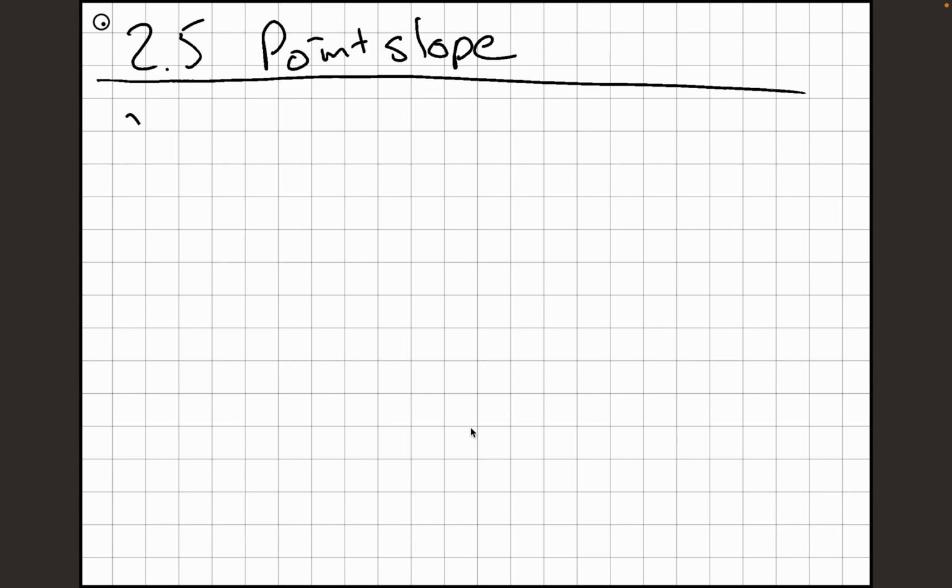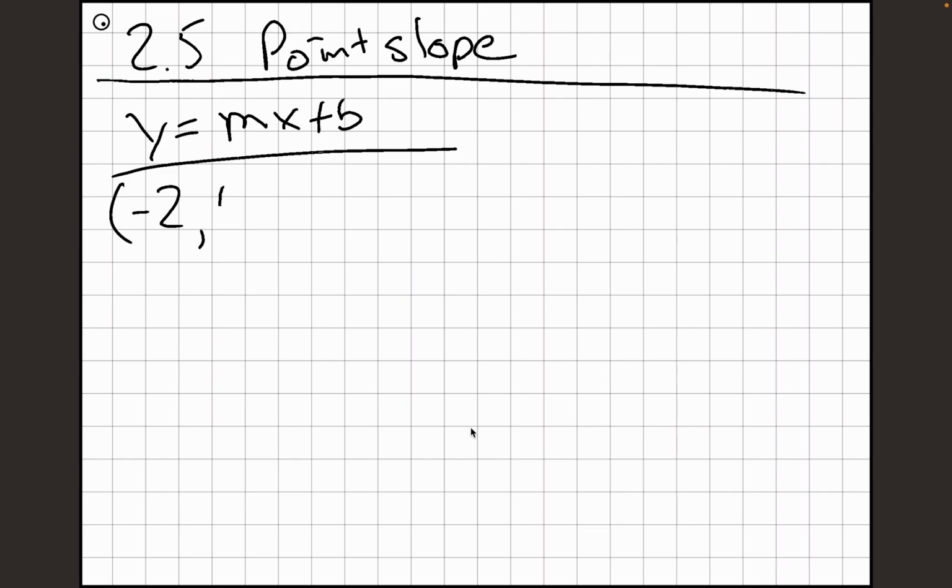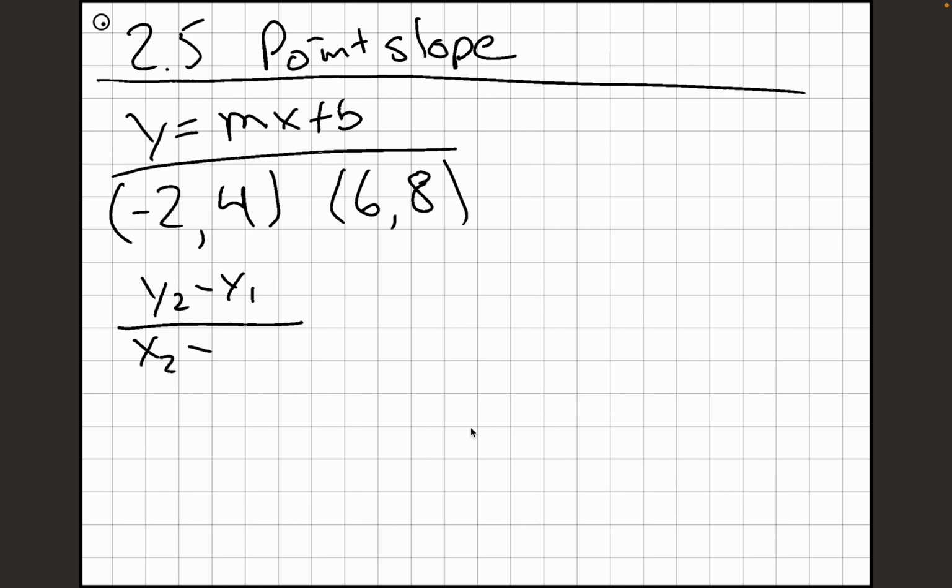Yeah, y equals mx plus b. Let's say we were given coordinates of (-2, 4) and (6, 8). What was the formula that we used to solve and find slope? Perfect. y2 minus y1 over x2 minus x1.